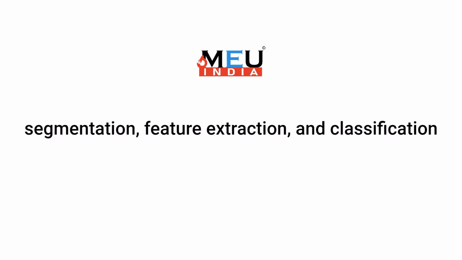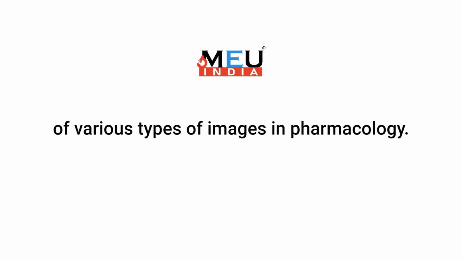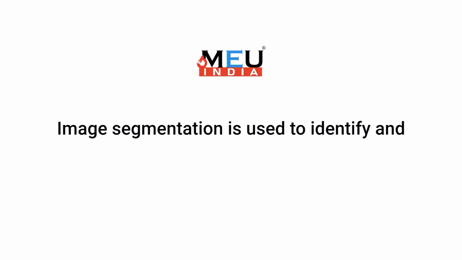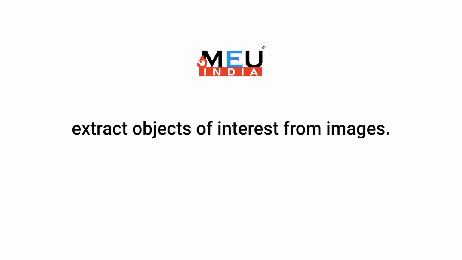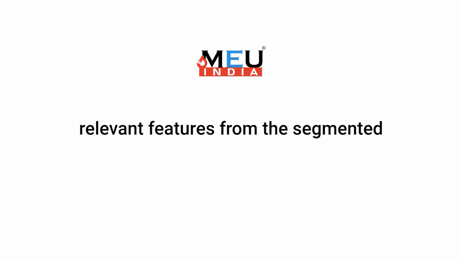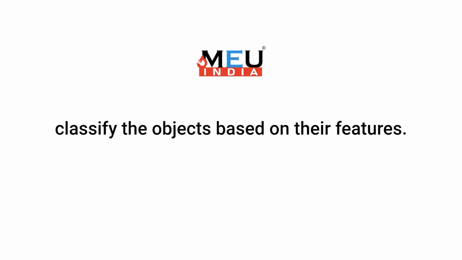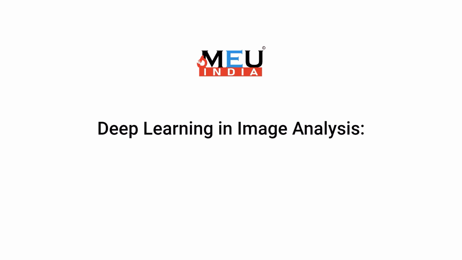Applications of computer vision in image analysis. Computer vision techniques such as image segmentation, feature extraction, and classification can be used for the analysis and interpretation of various types of images in pharmacology. Image segmentation is used to identify and extract objects of interest from images. Feature extraction involves extracting relevant features from the segmented images, and classification is used to classify the objects based on their features.